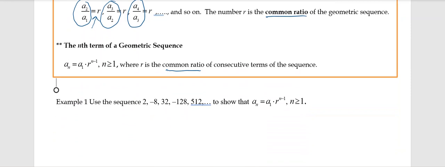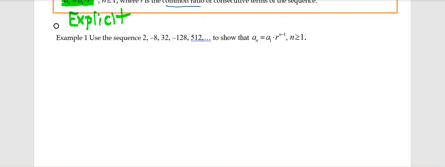All right, now, this is another important formula for us to find the nth term. You know that's what we're always interested in doing, is finding an explicit formula. This is an explicit one. Explicit formula for finding whatever term we want to in the sequence. And so for a geometric sequence, a sub n will be the first term times the ratio raised to the n minus 1 power.